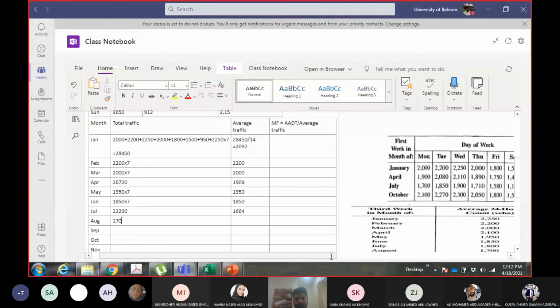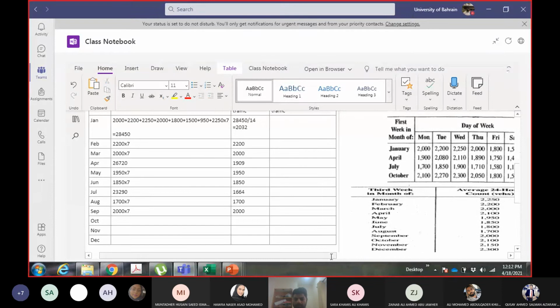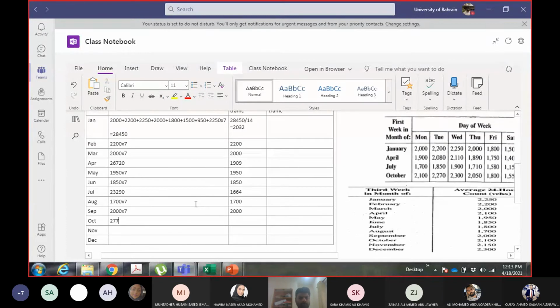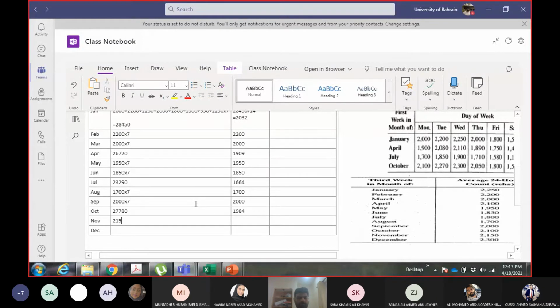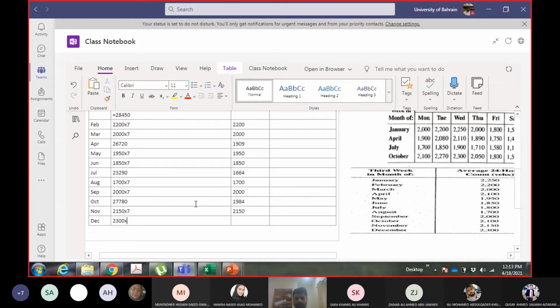Okay, for August, 1700. For September, for October. Okay, for October we have to do it again. 27780, and the average is 1984. Okay, for November, 2150, December 2300.